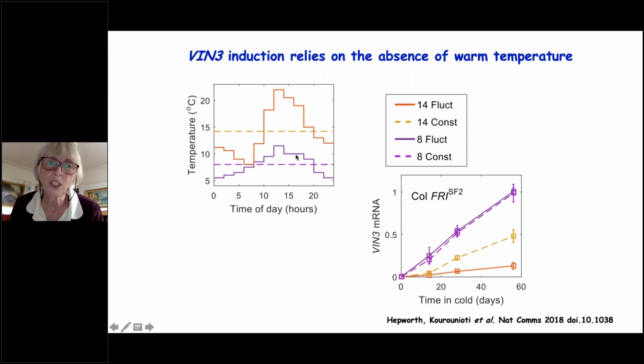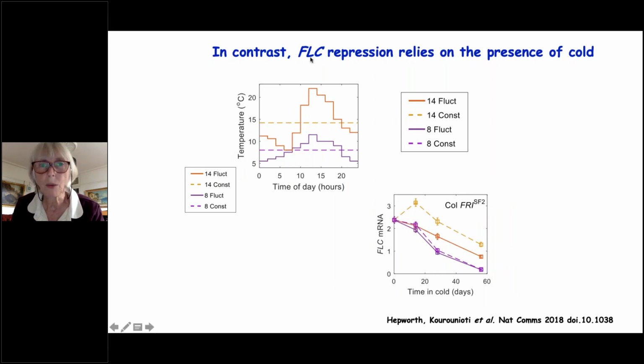This was to try and understand which feature of the temperature the plants were monitoring to regulate their VIN3 and FLC regulation. Looking at the bottom right here, what you can see is that the 8 fluctuating and 8 constant are really very similar. But for VIN3, the fluctuating temperatures around 14 were really very poor at allowing VIN3 to accumulate. In contrast, and with exactly the same logic, when we look at FLC, with the constant temperature of around 14, FLC repression was much slower than with fluctuating around 14, showing that it relied on the presence of the cold. So VIN3 needed absence of the warmth, and FLC repression needed presence of the cold.